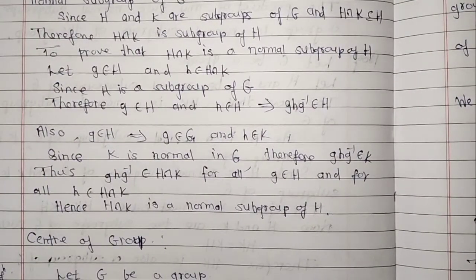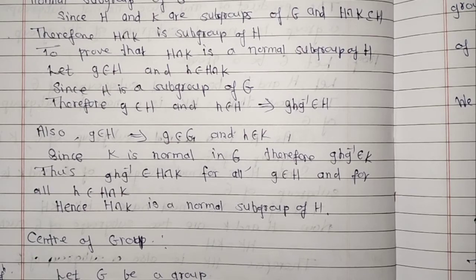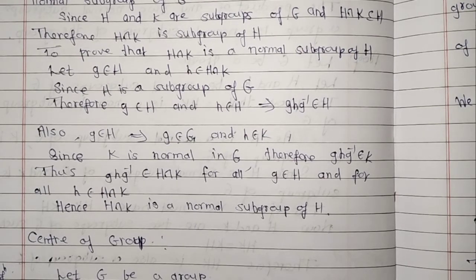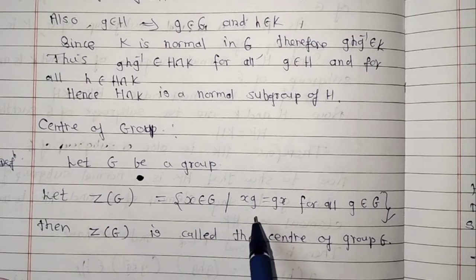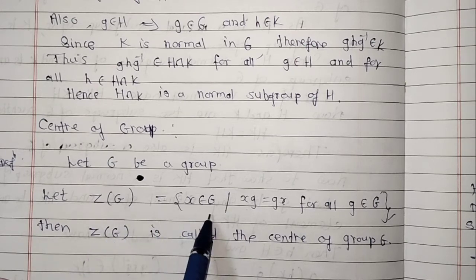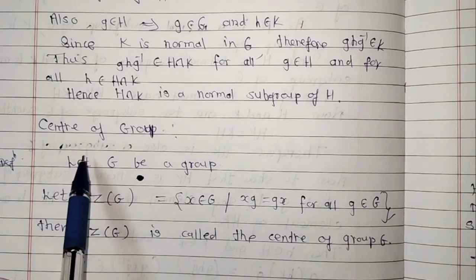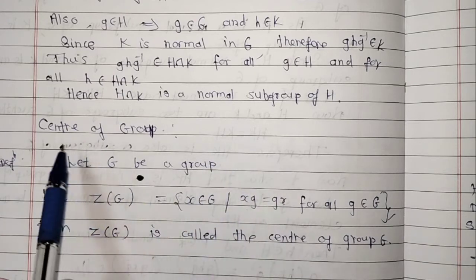ZG equal to the set of all x belongs to G such that xg equal to gx. For objective, such type of questions can be asked. Or this can be asked as: let ZG equal to the set of all x belongs to G such that xg equal to gx for all g belongs to G. This is known as the center of a group.